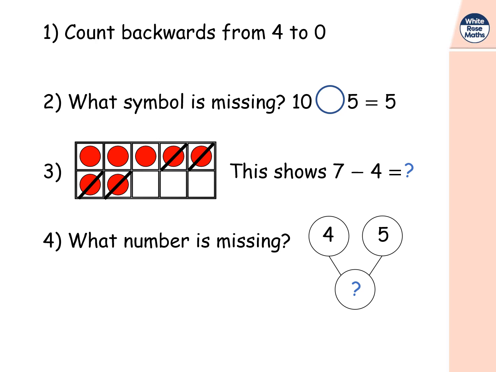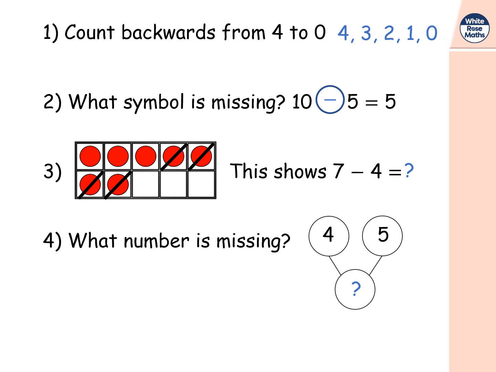And here come the answers. Question 1. Count backwards from 4 to 0. Please join me. 4, 3, 2, 1, 0. Question 2. What symbol is missing? We have a 10, a 5 is equal to 5. Oh, well then the symbol is subtraction. 10 subtract 5 is equal to 5.